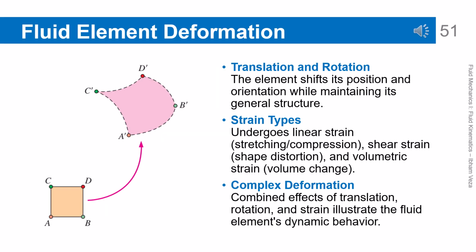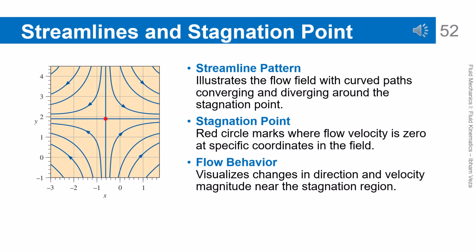Fluid element deformation. In real flows, a fluid element usually experiences translation, rotation, and deformation simultaneously. Linear strain causes the element to stretch or shorten. Shear strain causes shape change without changing volume. Volumetric strain causes a change in the element volume. The combination of all these effects describes the full dynamic behavior of a fluid element.